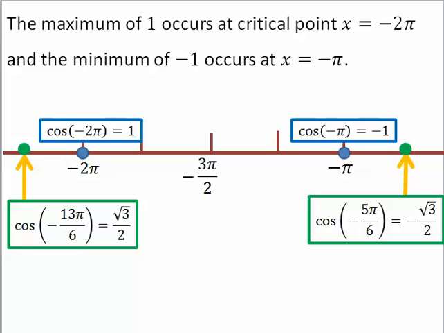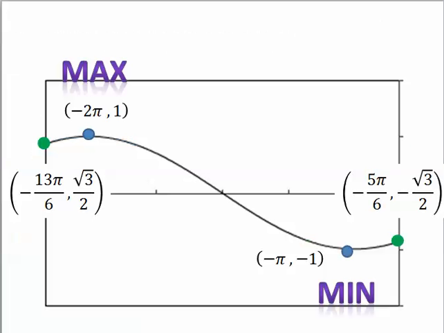Which values are the largest and which are the smallest? The function takes on its maximum value at negative 2 pi, 1, and takes on its minimum value at negative pi, negative 1.